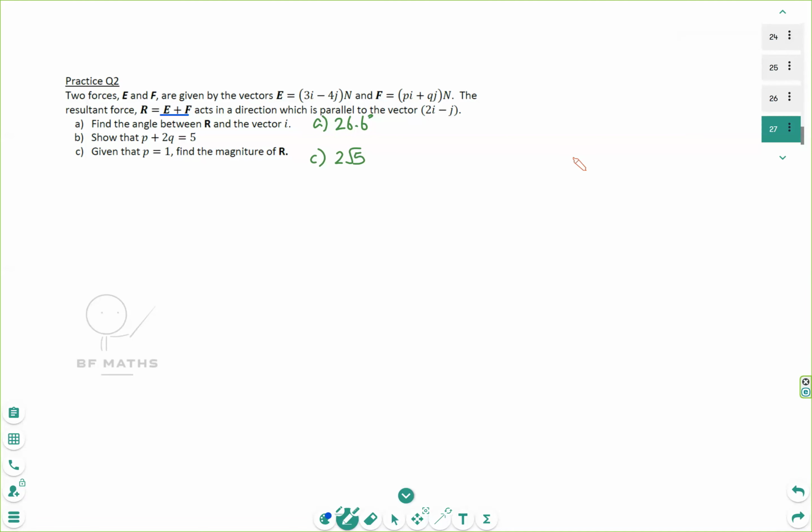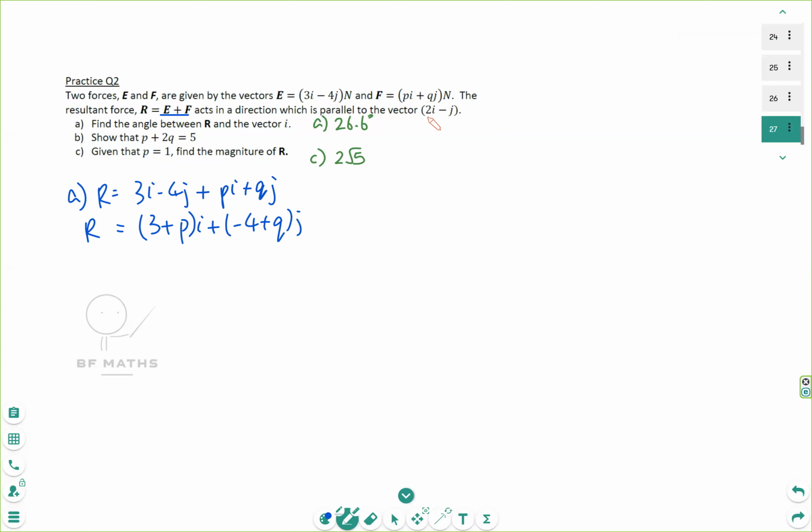So part A, find the angle between R and the vector I. I is the x-axis. So let's have a look. Now, what do we know about R? Well, we're told R is E plus F. E is 3I minus 4J, and F is pI plus qJ. I mentioned this quite a few times: when you see more than one I, you want to group them together, factorize it. In the final expression, there should only be one I and one J. But in here, it's quite difficult to find a vector because we don't know what p and q are. Therefore, you'll be thinking, that might not be the way to go.